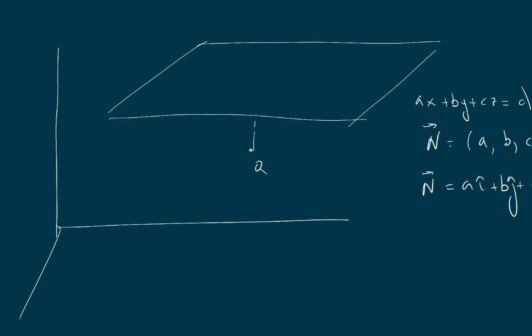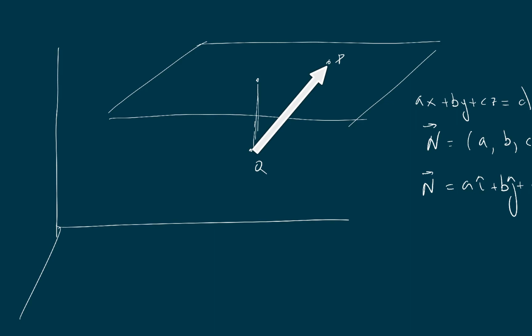How are we going to find this distance, the perpendicular distance between the point and the plane? The method is like this. Choose a point P on the plane. Any point P on the plane. See what QP is. QP is this vector.